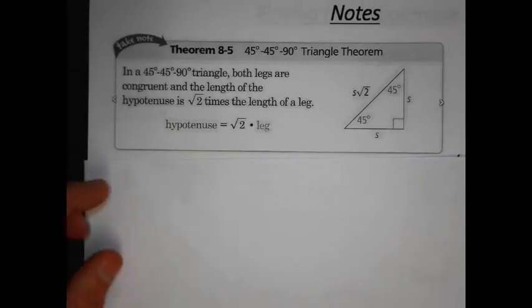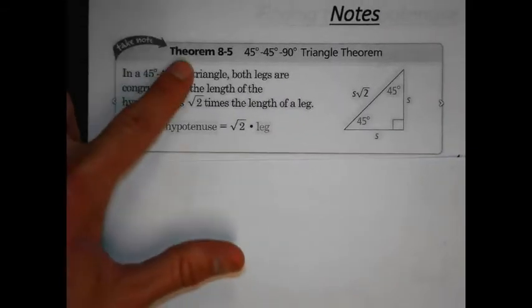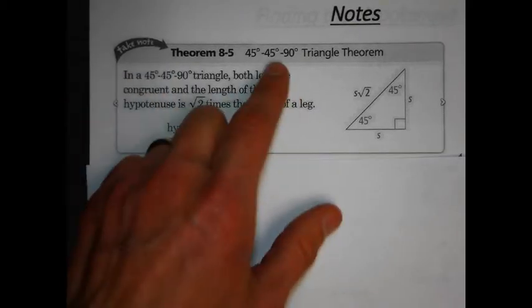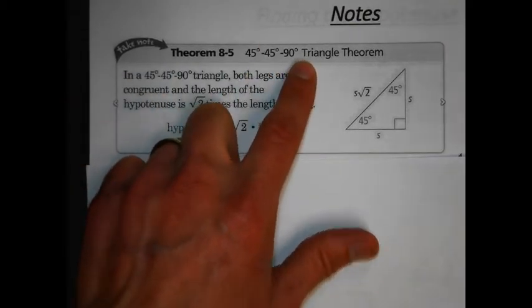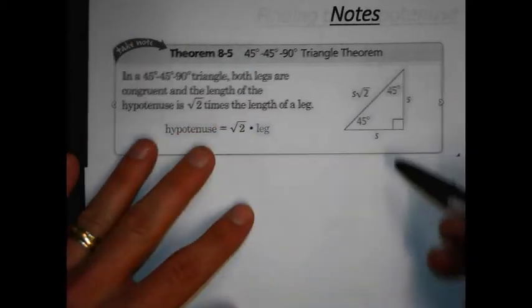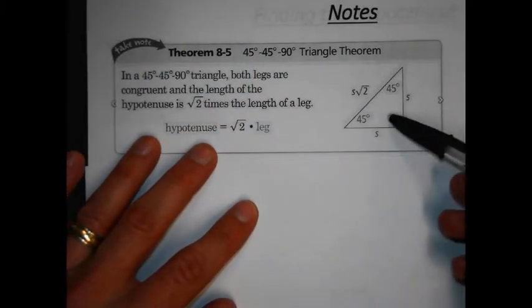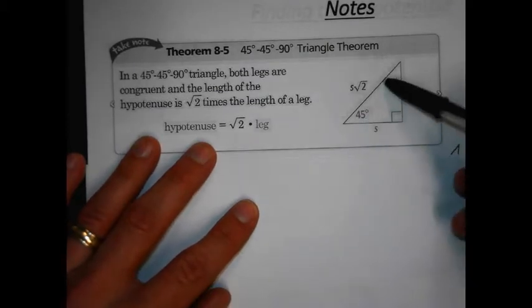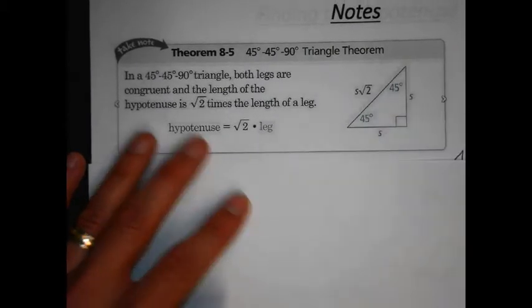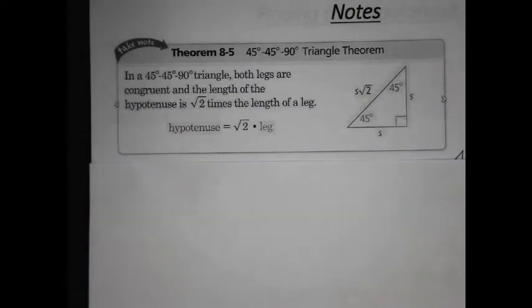So we have a theorem, whoop-de-doo, but it's about the 45-45-90 degree right triangle. So how do we know we're dealing with a 45-45-90? Well, clearly we have a right triangle, right? A right angle. And if one of the angles is 45, well, the other one must also be 45 due to the interior angle sum theorem for triangles.